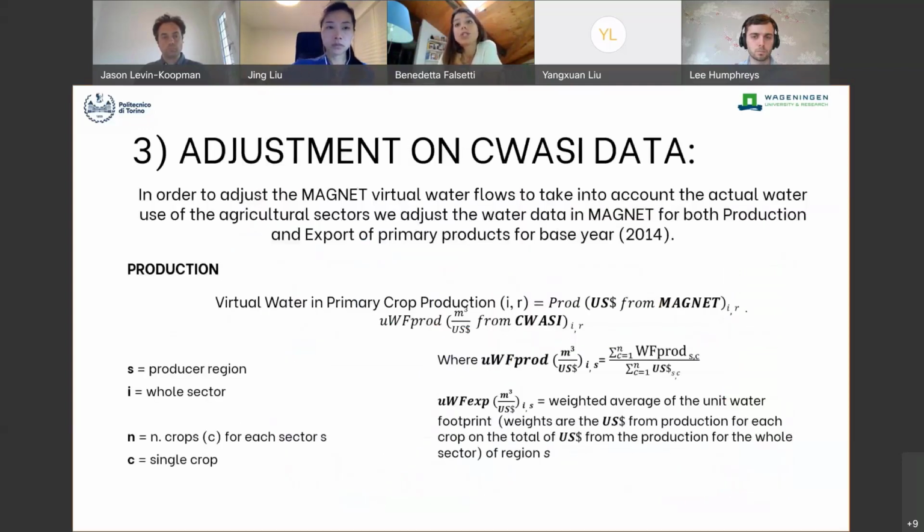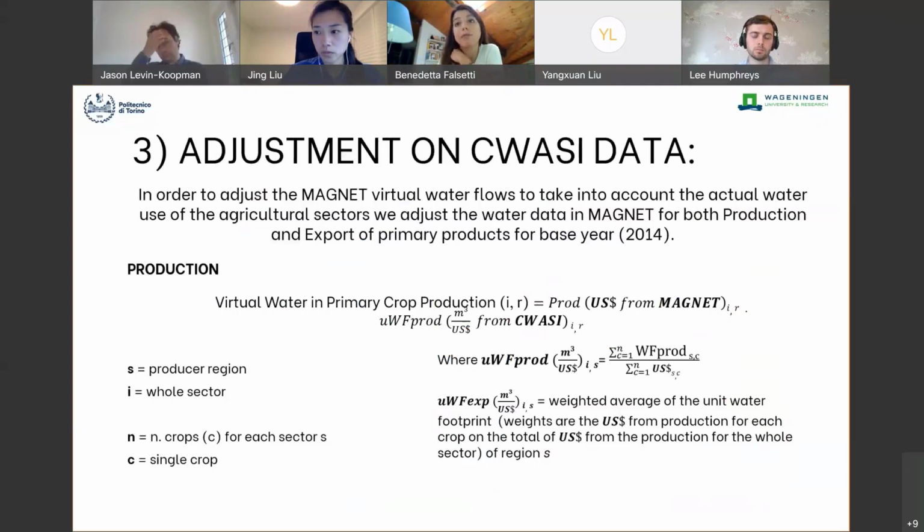In order to adjust the Magnet virtual water flows and to take into account the composition and the actual crop water requirement, we adjust the water data in Magnet for both production and export side, obviously for the base year 2014.